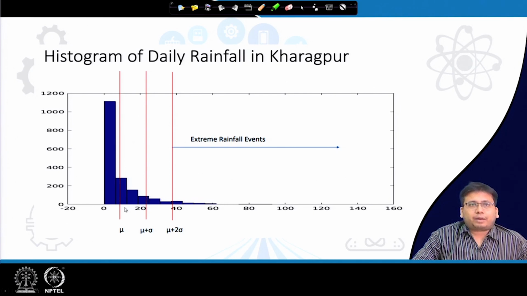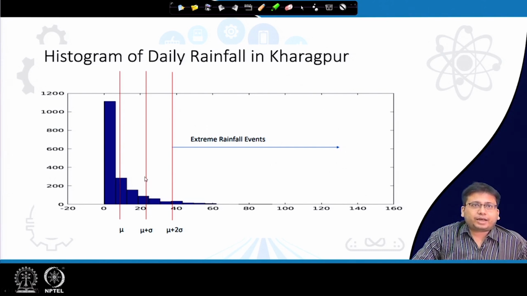Now, apart from mean, let us also calculate the standard deviation sigma. Let us say that we have some value of standard deviation, about say 12 or something like that, or maybe slightly higher, maybe 15. So, mu plus sigma is the value somewhere here.